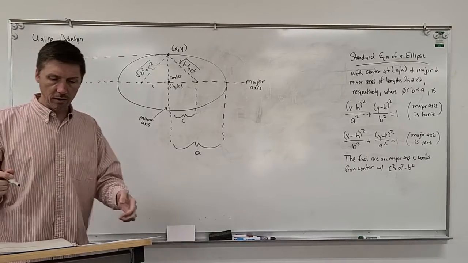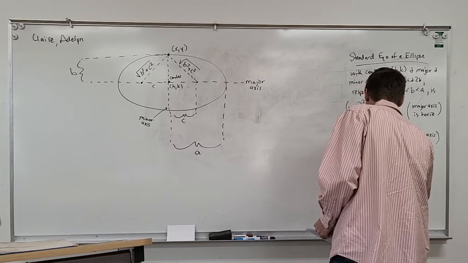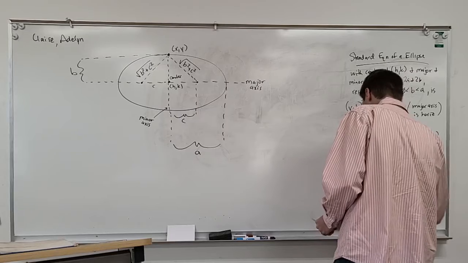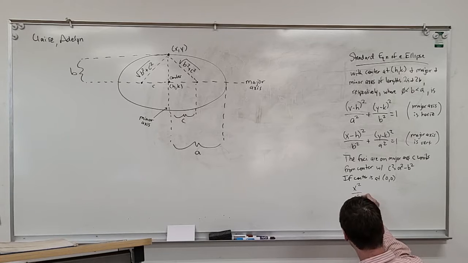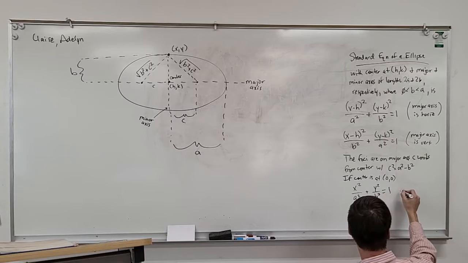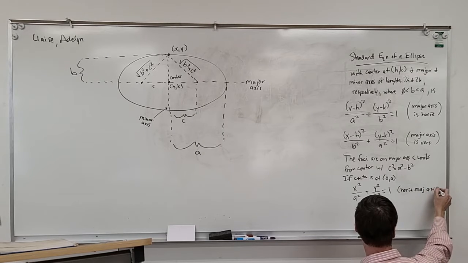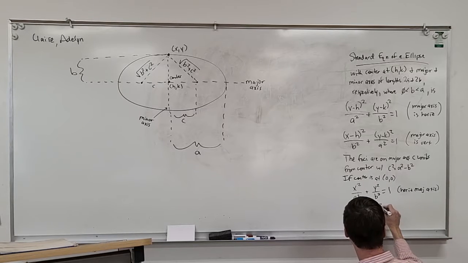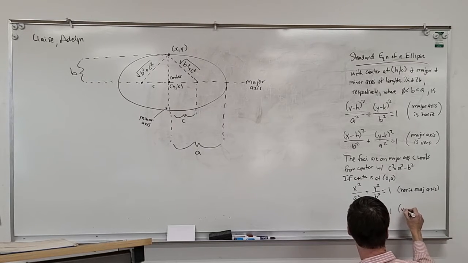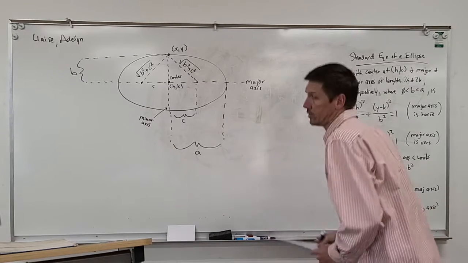Now, just like we did with the other equations, if the center is at the origin, at 0, 0, then note that the equations would be x squared over a squared plus y squared over b squared equals 1, right? Horizontal major axis. And then x squared over b squared plus y squared over a squared equals 1 if it's got a vertical major axis. All right, let's finish writing that down.